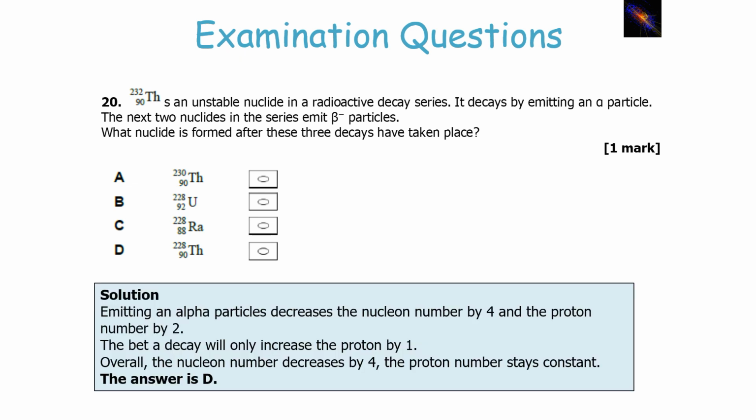So again, emitting an alpha particle decreases the nucleon number by 4 and the proton number by 2. Now the beta decay will increase the proton number by 1 but not change the number of nucleons, because the beta decay is a neutron to a proton inside the nucleus. So overall the nucleon number decreases by 4 and the proton number stays constant. So our answer is D.